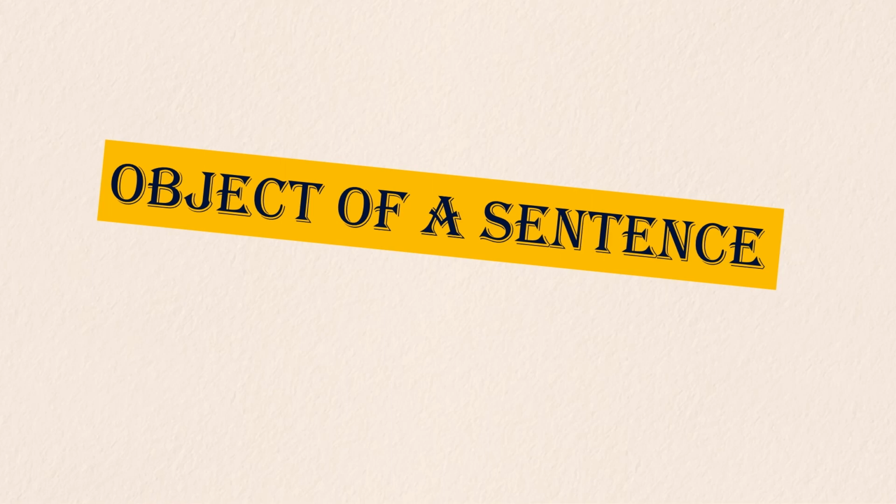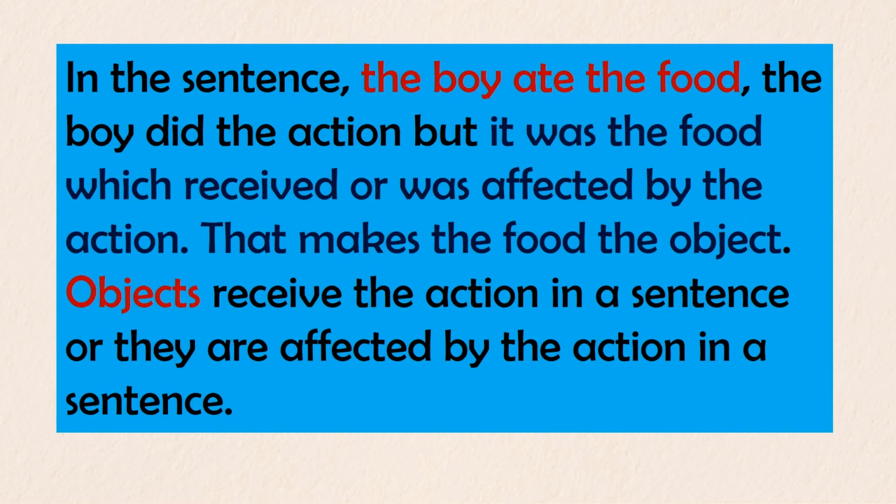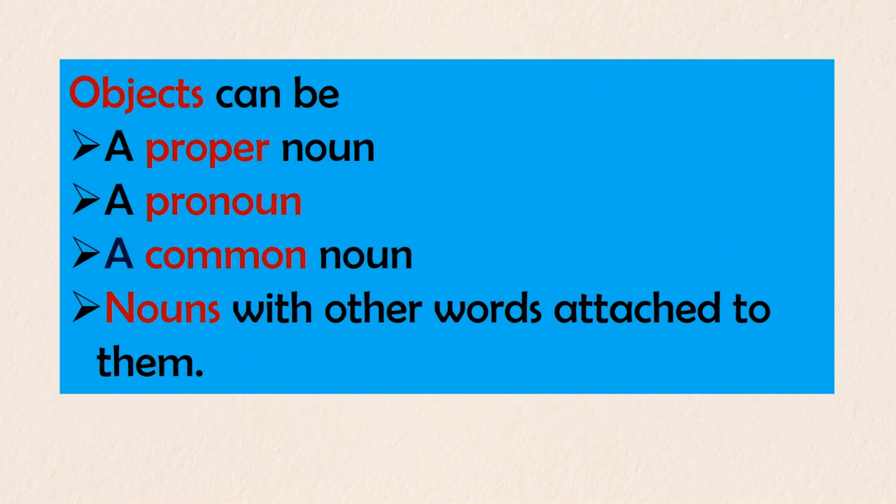Object of a sentence. In the sentence, the boy ate the food, the boy did the action, but it was the food which received or was affected by the action. That makes the food the object. Objects receive the action in a sentence or they are affected by the action in a sentence. Objects can be a proper noun, a pronoun, a common noun, or nouns with other words attached to them.